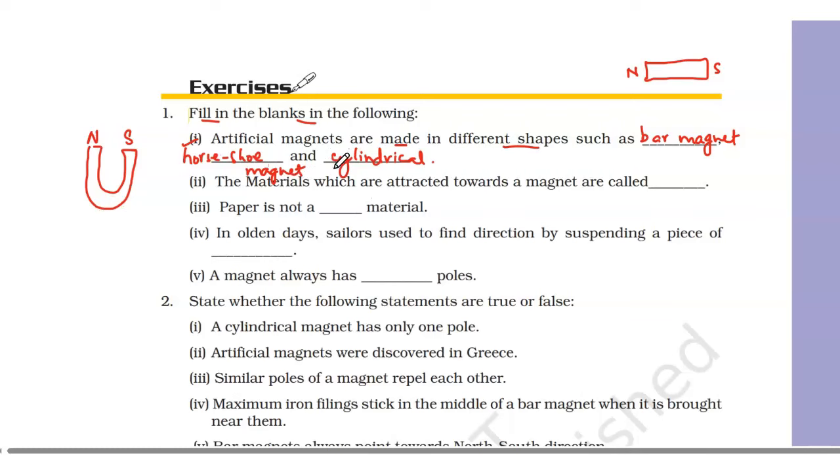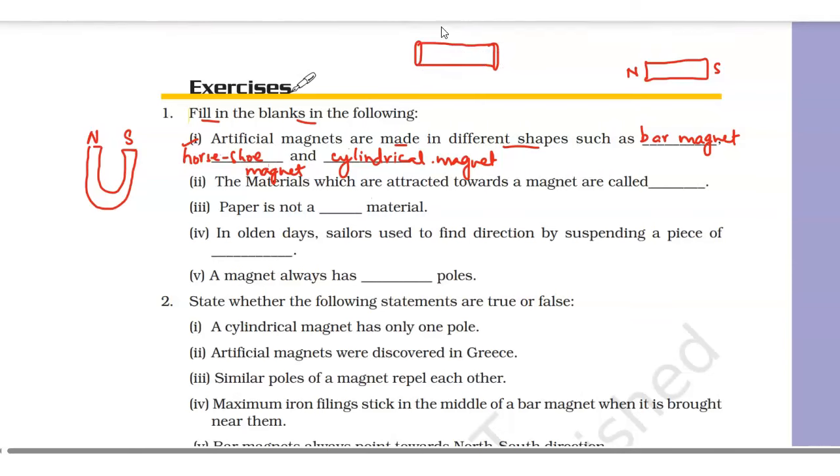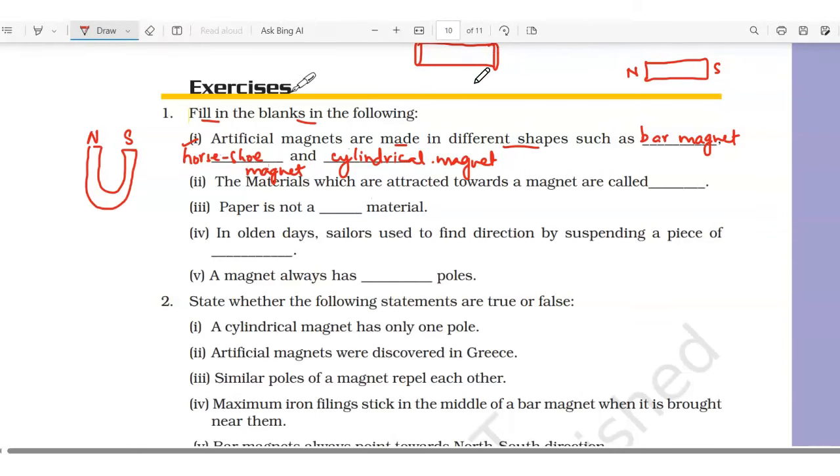And finally we have the third type of magnet, that is cylindrical magnet. A cylindrical magnet looks like a cylinder, like this. You must have seen a battery, right? It's cylindrical in shape. Similarly, this is also cylindrical in shape.